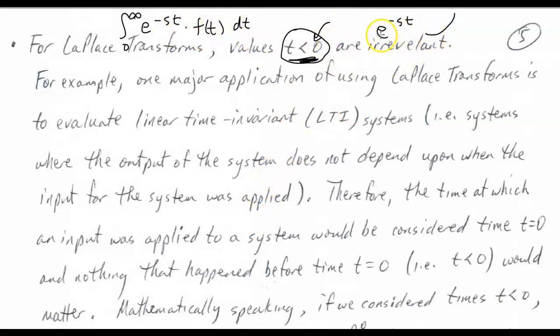And I know if e raised to the negative st is exponentially increasing, then if I was to multiply this exponentially increasing function times whatever function this is, it's just going to grow out of control. And so I don't want that because that's not going to help me have a convergent improper integral for my Laplace transform. So that is another reason from a math standpoint or a computational standpoint, we don't want to worry about values of t being negative.